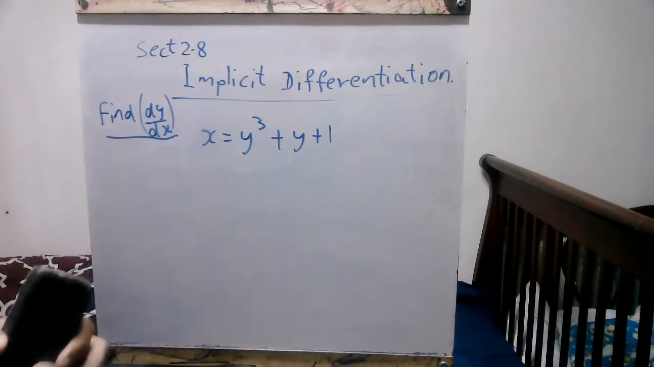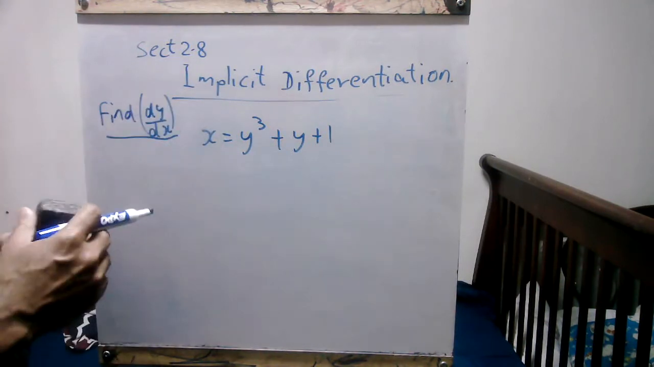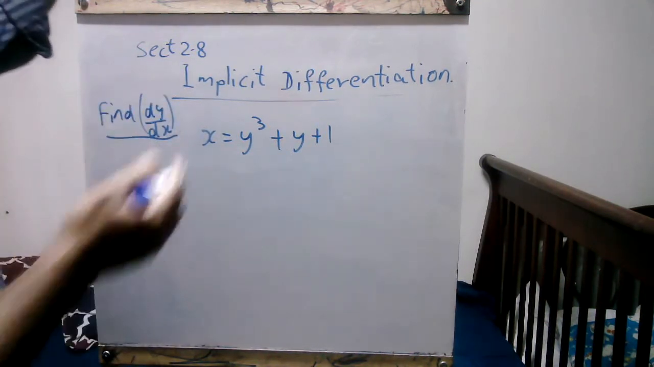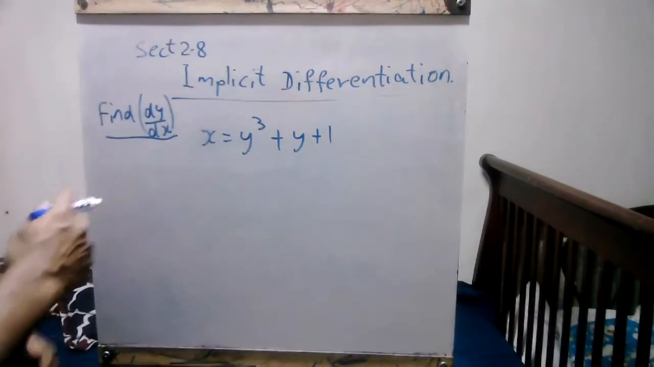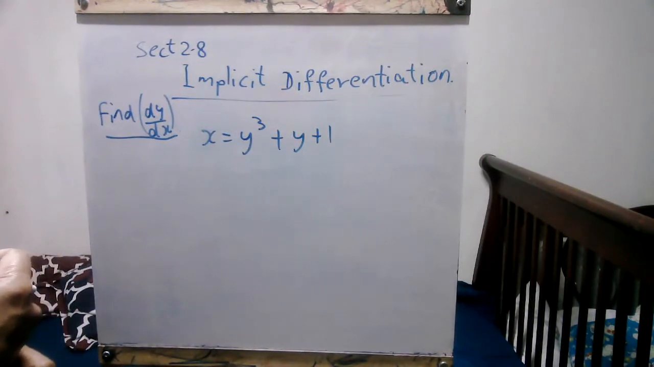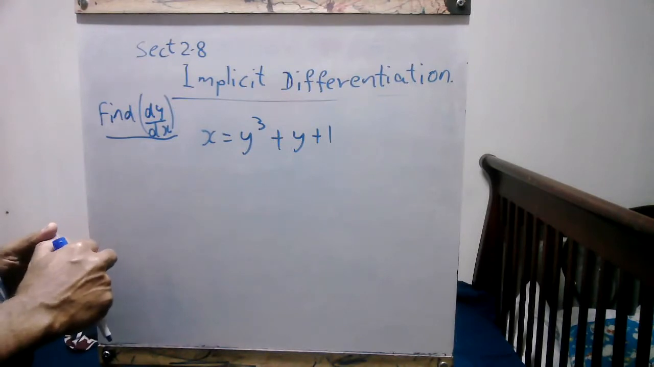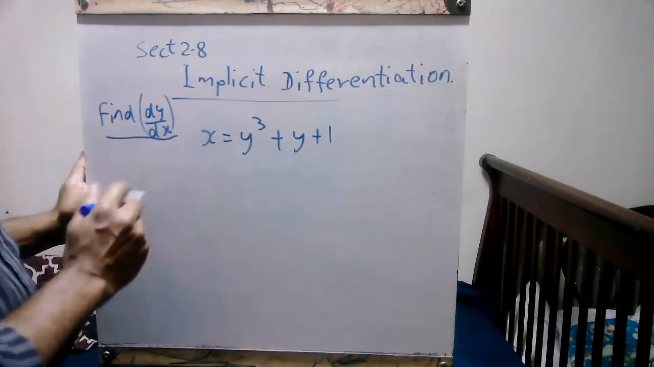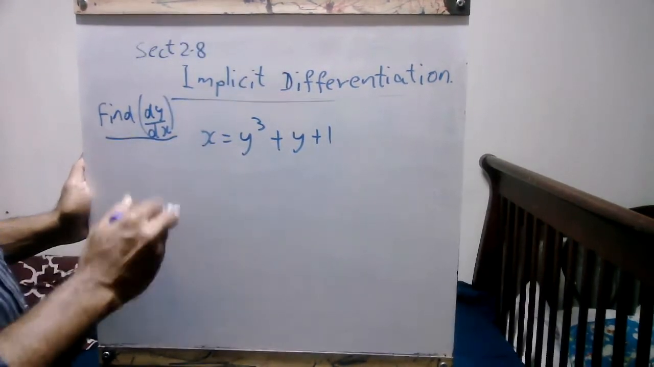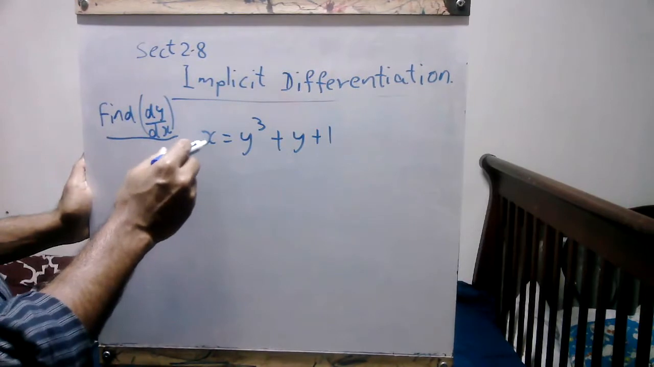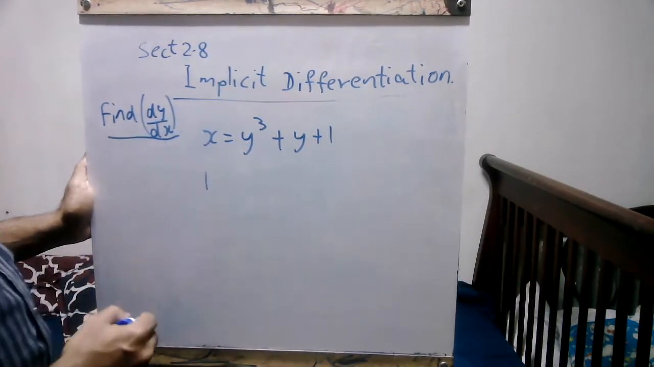So what we do is we differentiate this implicitly. Maybe we can solve this for y, but if we can differentiate this equation more easily than solving it for y, that would be fine. So this is how we differentiate implicitly. We differentiate with respect to x. When we differentiate x with respect to x, it is 1, right?